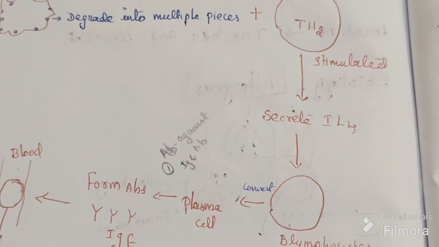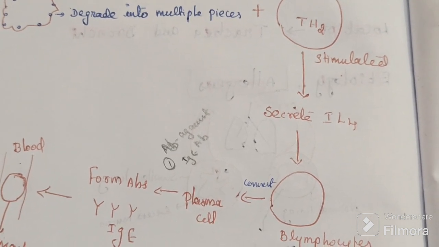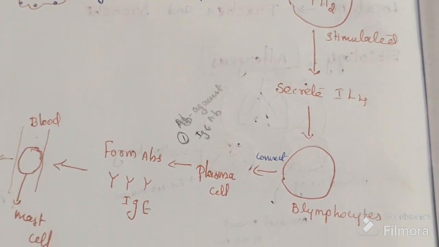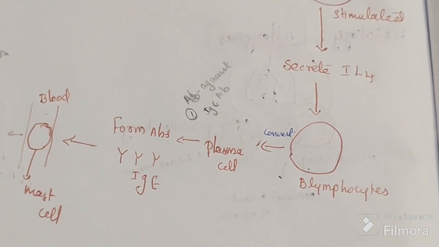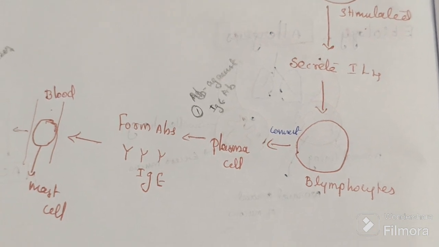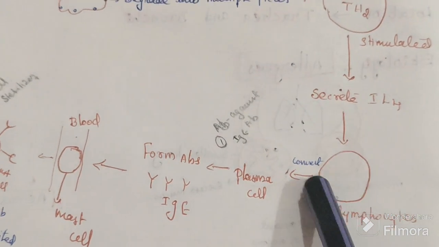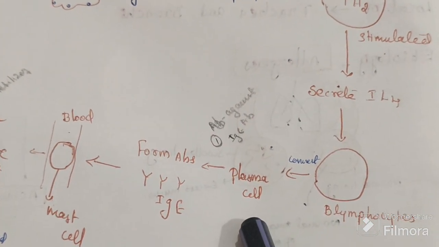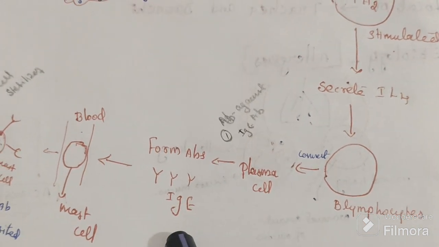So it secreted interleukin 4 from inside. Interleukin 4 will go to the next cell. The next cell is B cell or beta lymphocytes. The B lymphocytes will be converted into plasma cell. The plasma cell will form antibodies.